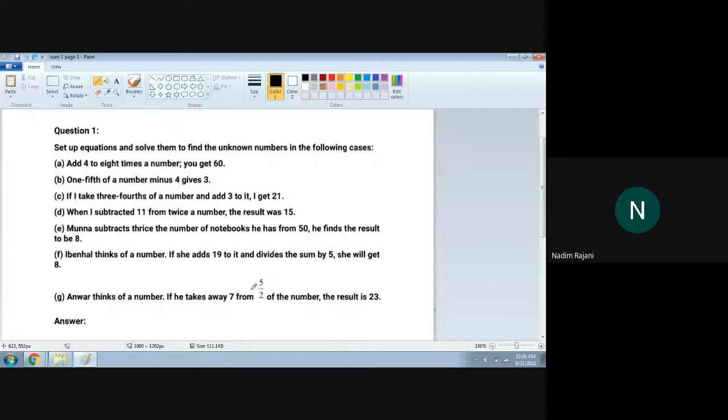Anwar thinks of a number. If he takes away 7 from 5 by 2 of the number, the result is 23. We don't know what the number is. Let us suppose the number be A. So 5 upon 2 of the number is 5A upon 2, minus 7. The result will be 23.